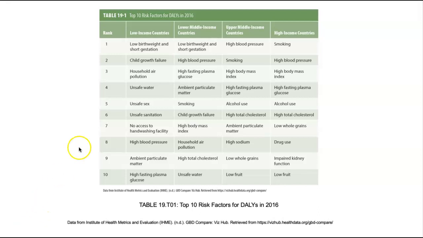And you can see in the lower middle income countries, we're looking at some maternal and child issues, but in the upper middle and higher income countries, we're looking at those non-communicable diseases. We're looking at the risk factors for those: hypertension, smoking, obesity, high blood sugars. But over here in the low income, you're looking more at household air pollution, environmental issues, unsafe water, unsafe sanitation.